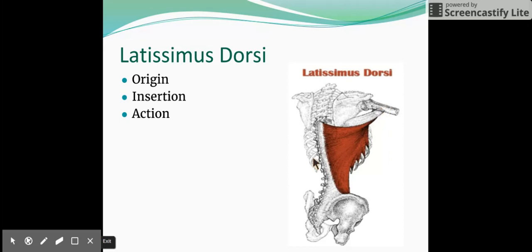This is what swimmers use when they make their downstroke with their arm as they're going through the water. They're using their latissimus dorsi to pull that back. This is why they have really great definition here on their back. So, origin along the spine and the iliac crest, insertion here on the humerus, and of course the action is to adduct and pull back the arm.